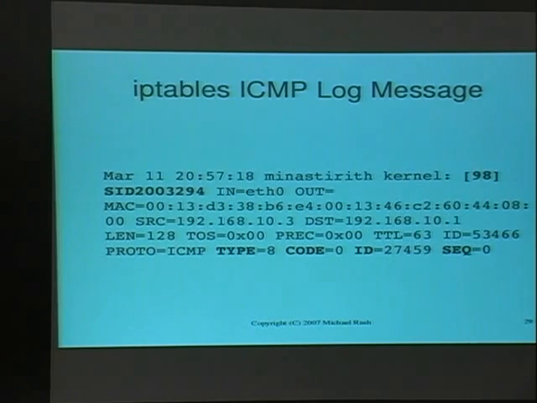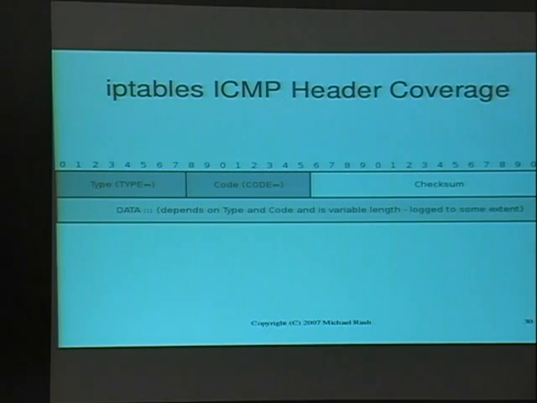ICMP. ICMP type, code, ID, and sequence are logged here, as you can see in bold at the bottom of that rule. And ICMP is kind of interesting. Both the ICMP type and code values are logged. Checksum, again, is not logged. And the data corresponds to which type and code was set in the packet and is logged to some extent. If you want details on that, look at the ipt_log.c file in the Linux kernel.